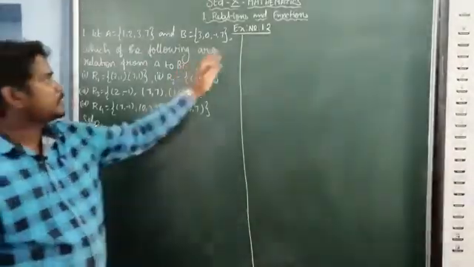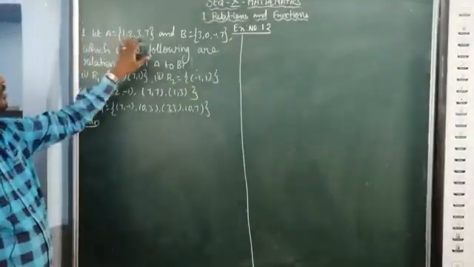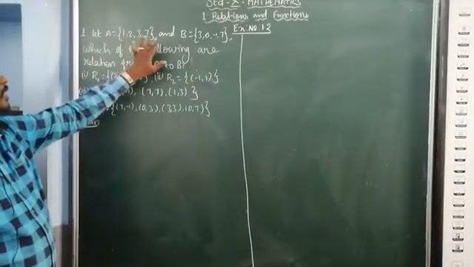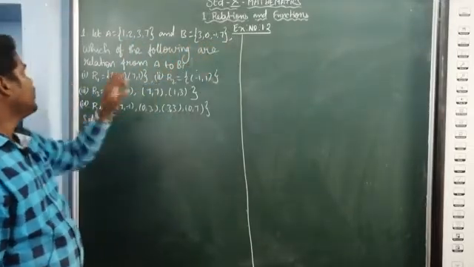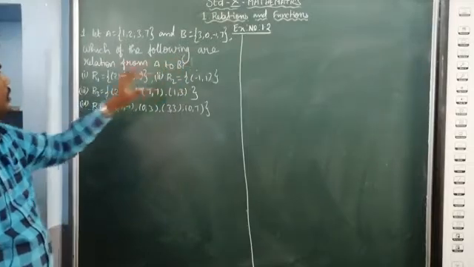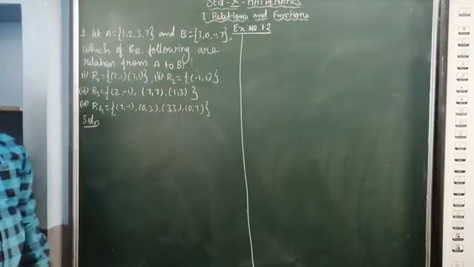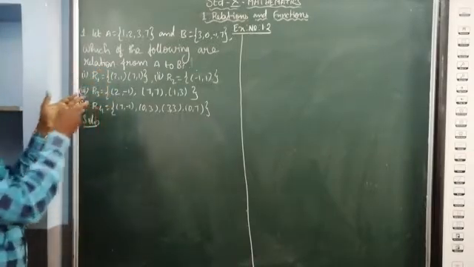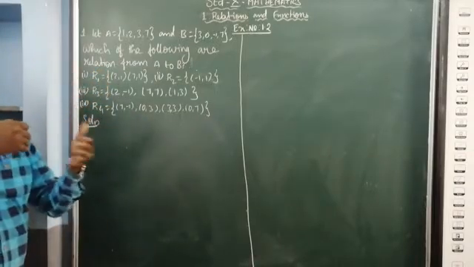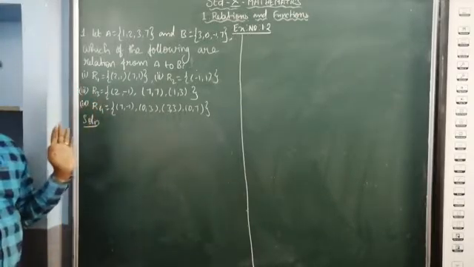Next, exercise number 1.2, first sum. Let A equal to the set of values 1, 2, 3, 7 and B equal to the set of values 3, 0, minus 1, 7. Which of the following are relations from A to B? You have to find whether the given ones are relations or not relations from A to B, this only you have to find.